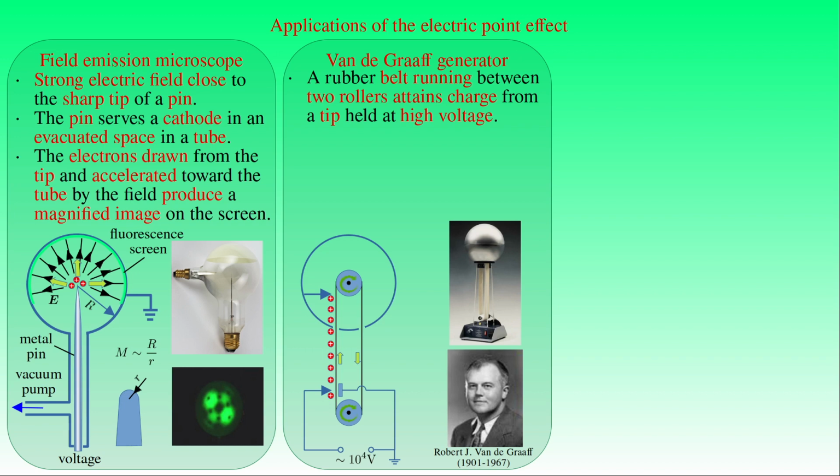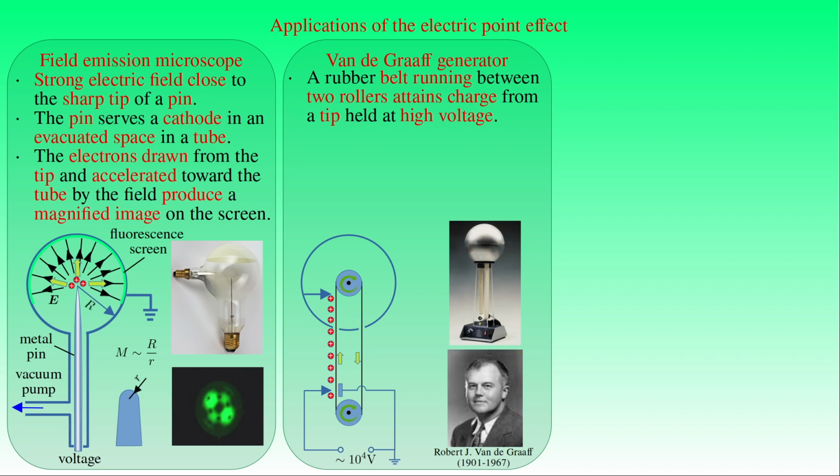The original design of the generator uses the triboelectric effect between the roller and the belt to separate charges, which causes a strong buildup of charge on the roller and opposite charge on the belt. Instead of a charged pin, the pins of a grounded comb close to the lower roller and the belt, producing the electric point effect, transfer more charge from the grounded comb to the belt.